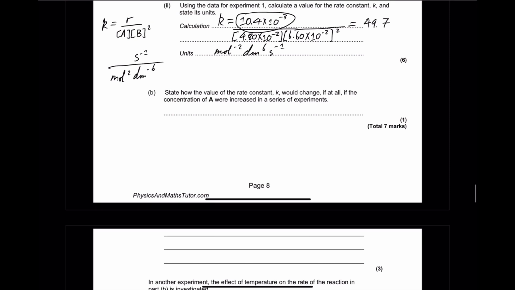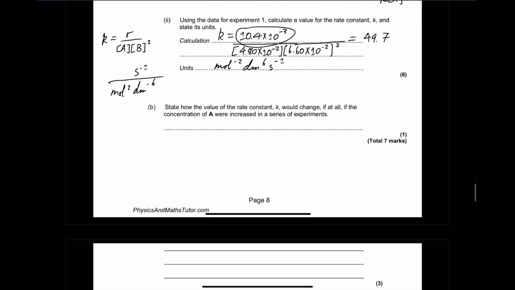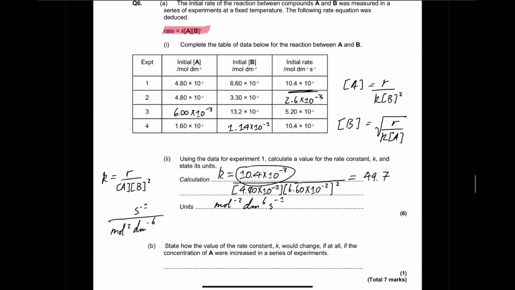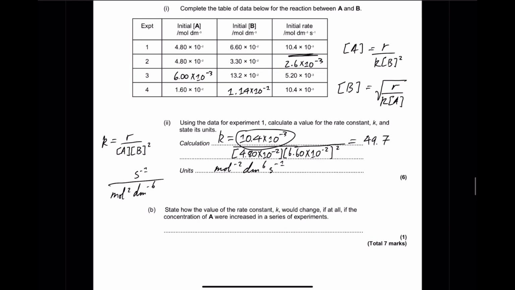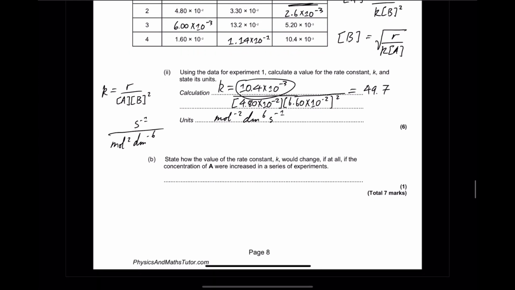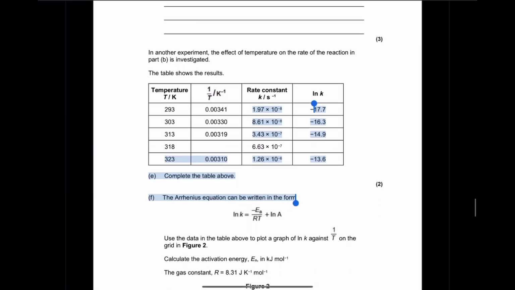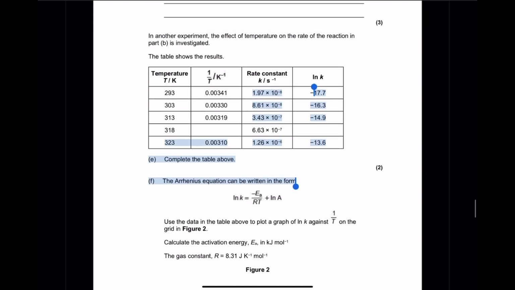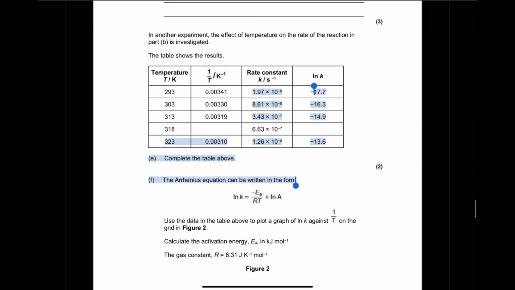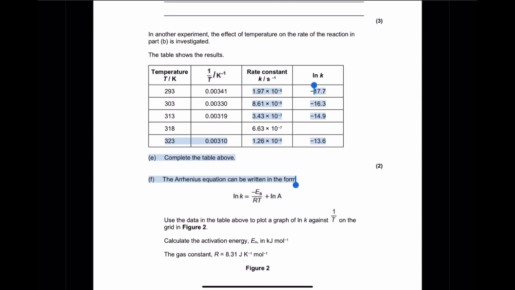State how the value of the rate constant K would change, if at all, if the concentration of A were increased in a series of experiments. There would be no change. K is temperature dependent. The rate of reaction would probably change, but K will be temperature dependent.